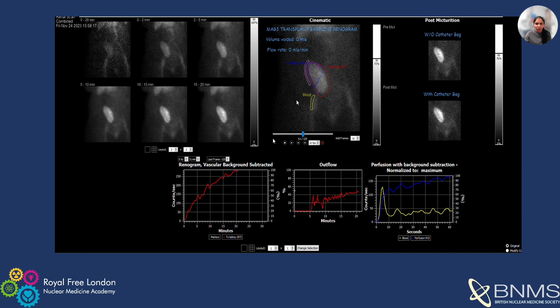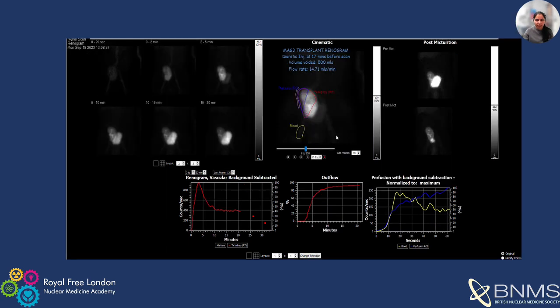No evidence of excretion into the collecting system. Appearances are in keeping with acute tubular necrosis. In the next example, we have day 5 post-renal transplant. Query to assess transplant kidney function, query for rejection.